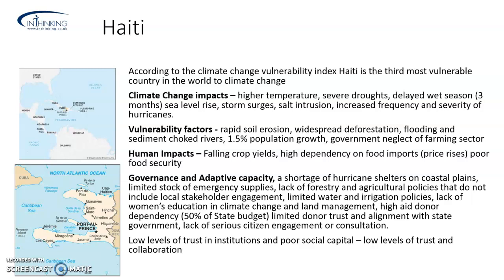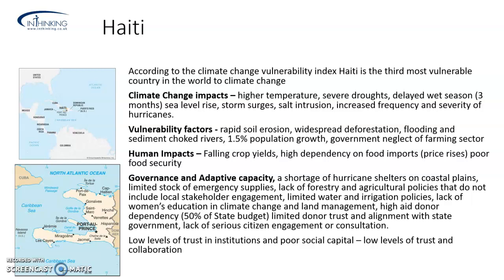So their vulnerability factors here in Haiti relate to rapid soil erosion. This is brought about and exacerbated by widespread deforestation. Haiti is famed for its lack of forestry management, and it's almost full deforestation. We've got then flooding. This is increased by deforestation as well because sediment and soil erosion chokes river systems. You combine that with population pressure, a 1.5% population growth, and actually a government neglect of its farming sector, you can see this is a population which is highly vulnerable.